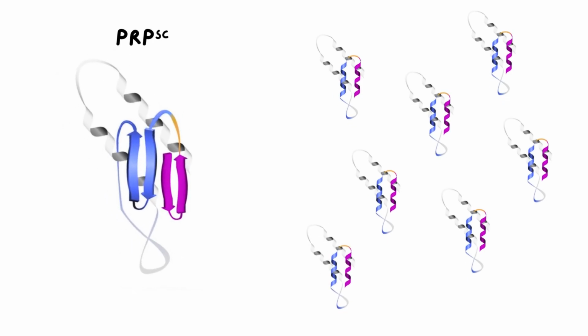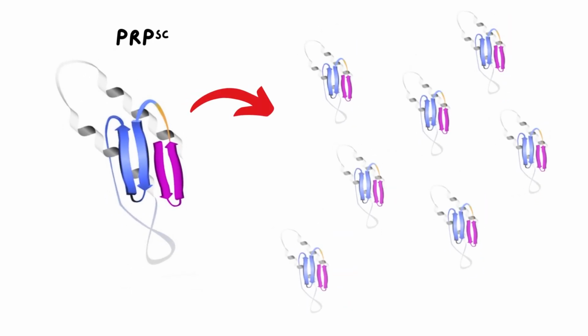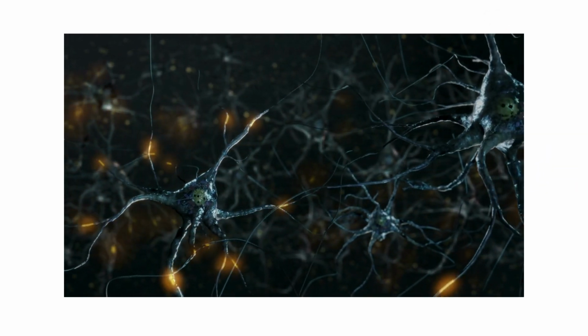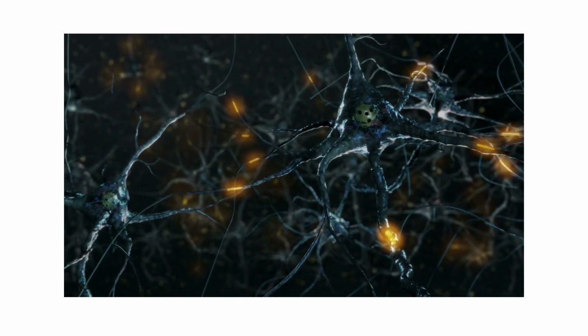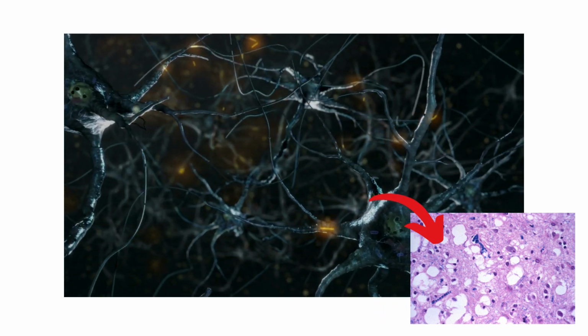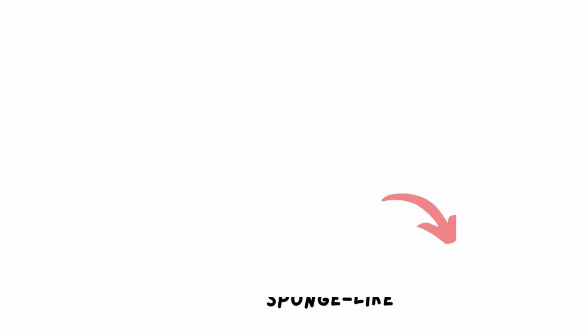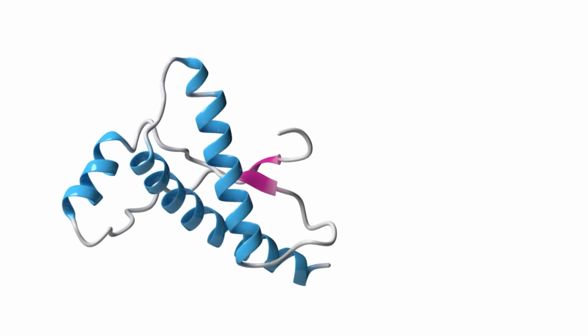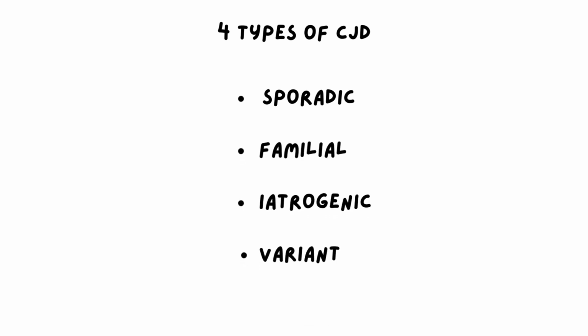The PrPSc will then start a chain reaction, converting more and more PrPC prion proteins into the misfolded conformation. These diseased prions then aggregate together, forming plaques, which inevitably leads to cell death and spongiform changes in the brain, again giving it that spongy brain appearance. The cause of the misfolding of the prion protein depends on the type of CJD and is still not fully understood. There are 4 types of CJD: sporadic, familial, iatrogenic, and variant.